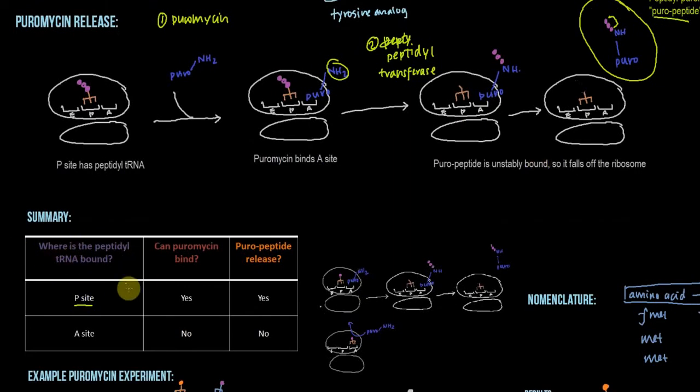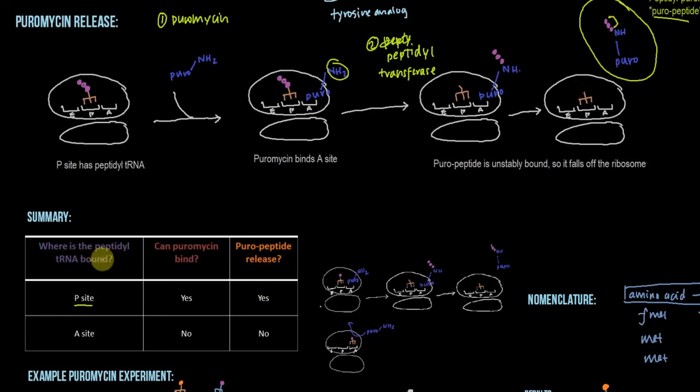Now that we understand the mechanism, let's take a quick look at a summary of what we've learned. So the first question we need to ask ourselves is, is the peptidyl tRNA bound? And if it's bound in the P site, then that means the A site is free. Therefore, if you ask yourself the next question, which is, can puromycin bind? Yes, it can, because the A site is free. And because it can bind, then peptidyl transferase can occur due to the ribosome, and it will cause a release.